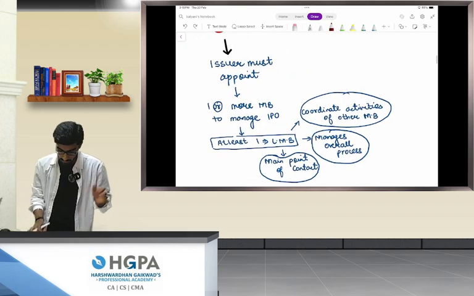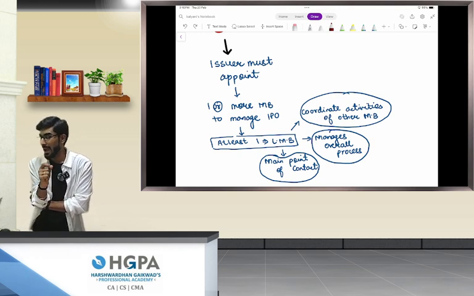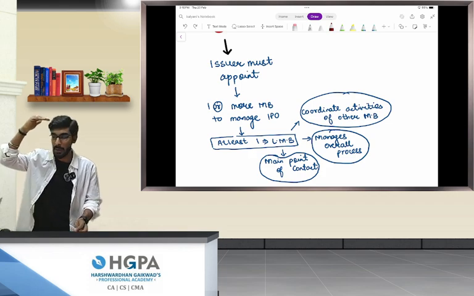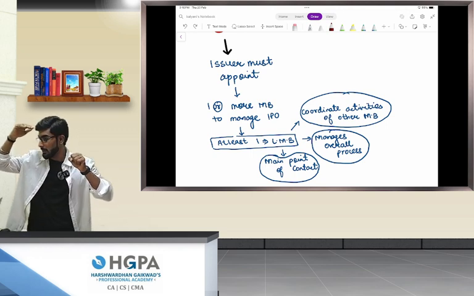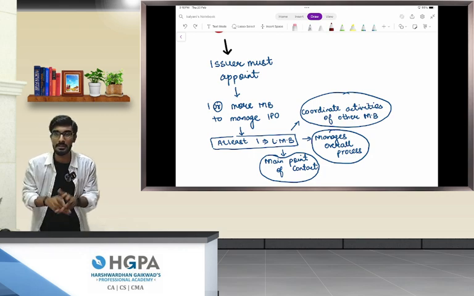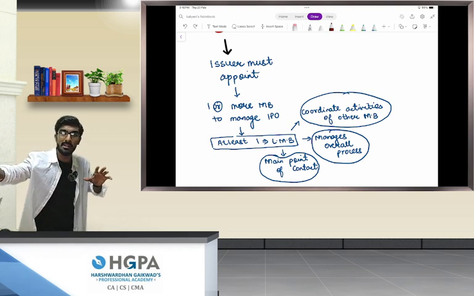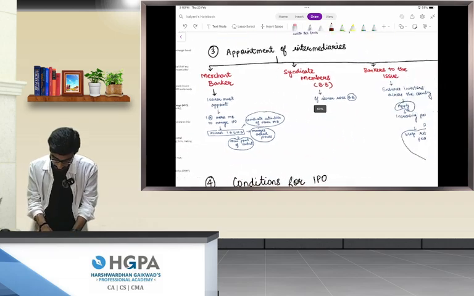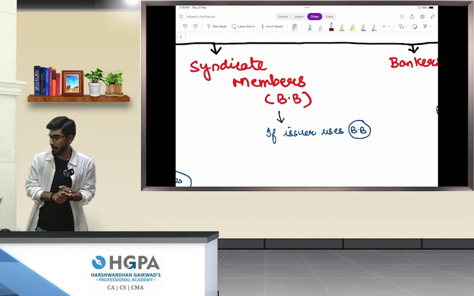Clear? The issuer must appoint one or more merchant banks to manage the IPO. At least one of them should be the lead merchant banker, who will coordinate the activities of other merchant banks and manage the overall IPO process. And the last is he will be the main point of contact between all the merchant banks and the issuer. Clear? Perfect, people. Next is syndicate members.